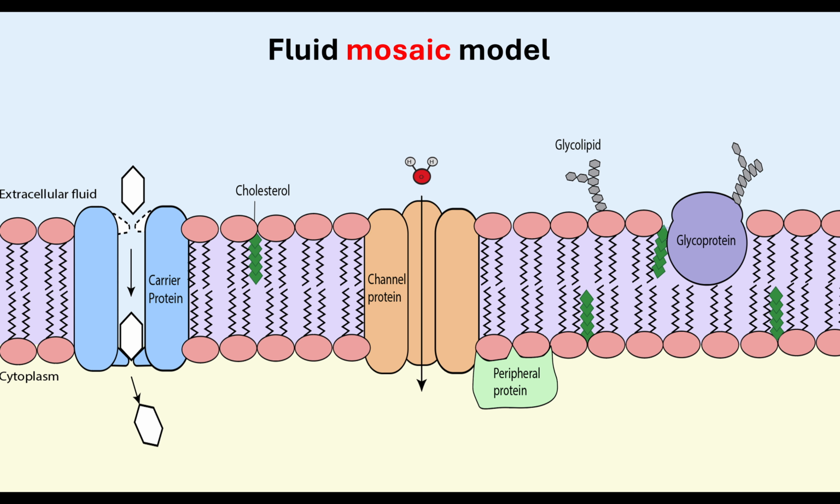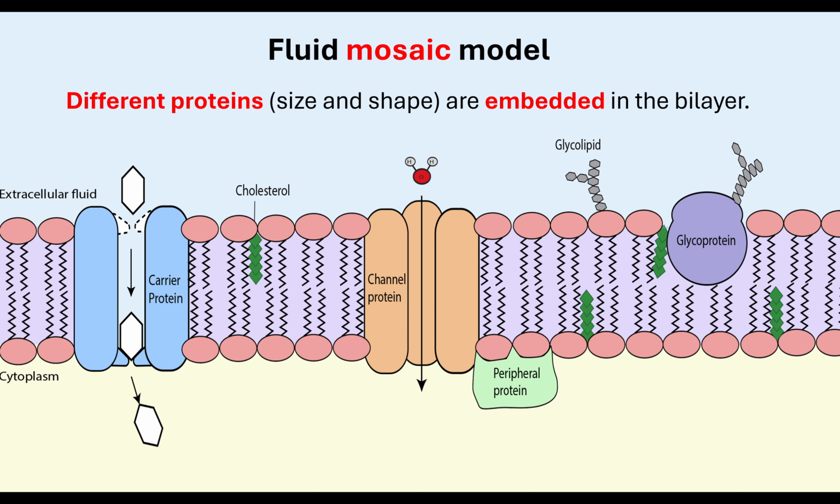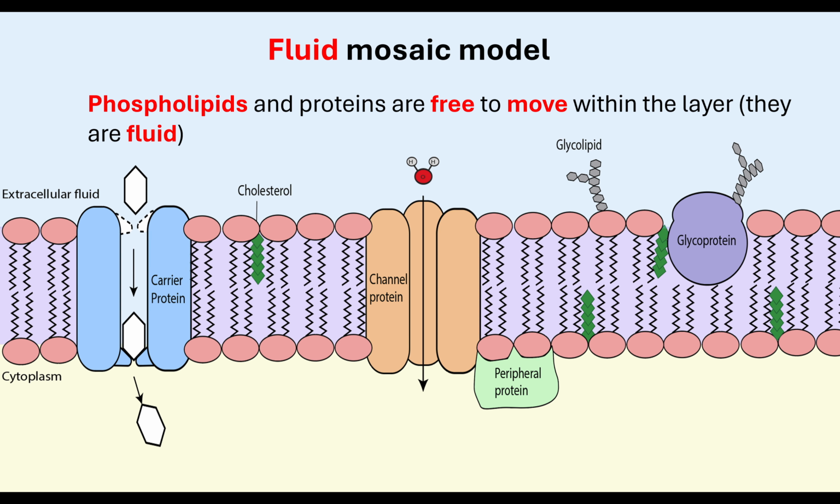Whenever we describe the membrane structure, the biological membranes, we tend to use the term fluid mosaic model. The reason it's a mosaic model is because there are different proteins embedded in the bilayer. Those proteins have different sizes, they have different shapes, and they are embedded in lots of different places, which gives the mosaic effect. We say it's a fluid mosaic model because the phospholipids and these proteins are free to move within the layer. They are fluid. So they're not stuck in a position, they are able to move.